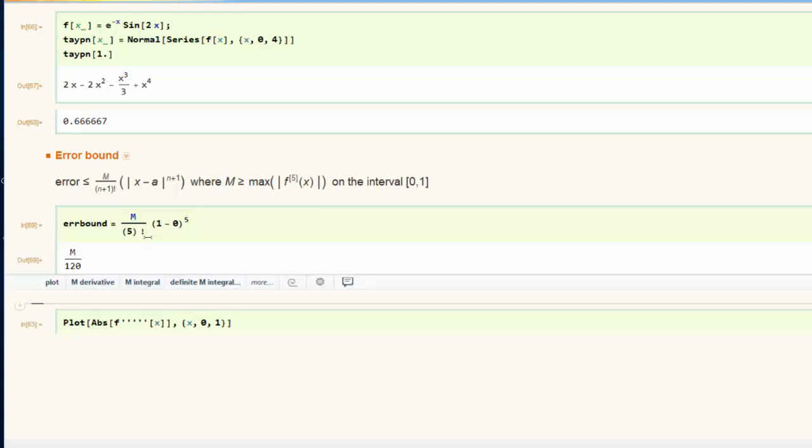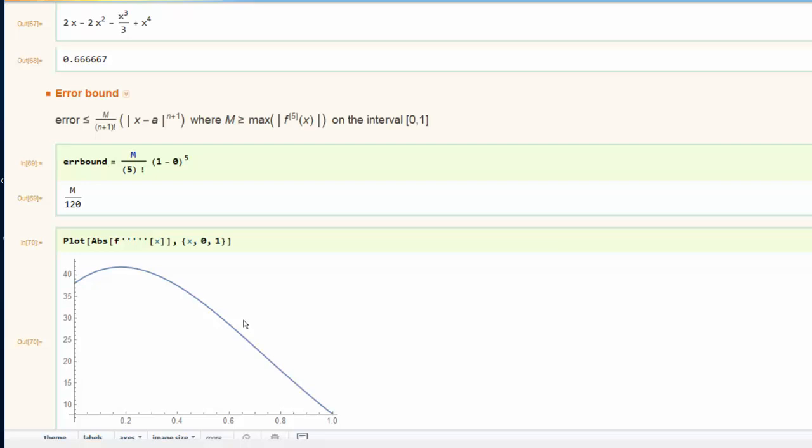So when I run this cell, I'm going to get that same general expression for my error bound, M over 120. And just like before, to find M, I need to find the maximum value of the fifth derivative on the interval from 0 to 1. However, when I plot that fifth derivative in this case, I'm in a different situation. Now I can see that the maximum value occurs sometimes inside of my interval. So I can't just evaluate this on the left or the right-hand side. So how do I find this maximum value?